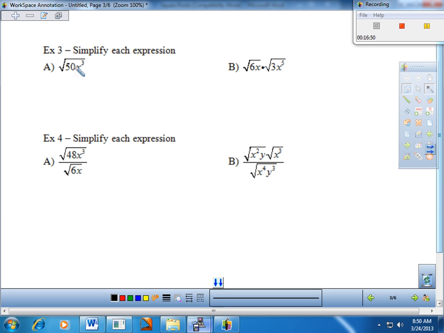But I guess here's how we're going to pull this off, or at least how I'm going to pull it off. I'm going to put all my perfect squares into one radical and all the remaining factors in the other radical.